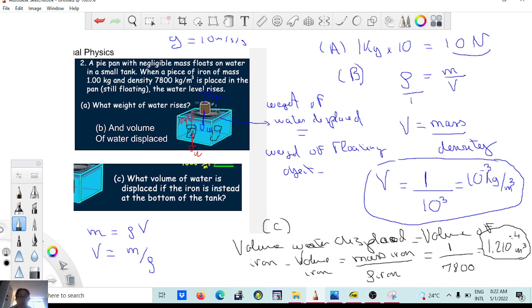Okay, so that means the aluminum pan displaces 10 times more water than the piece of iron alone. And because it's displacing 10 times more water, that's enough to balance out the weight. And again, you remember we talked about that.